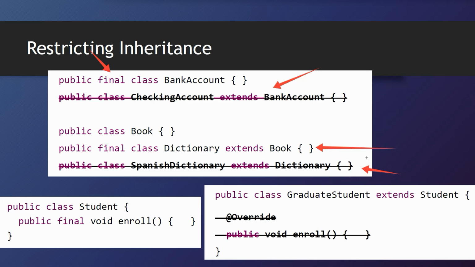The other way you can use final is to restrict method overriding. In a parent class, if you declare a method as final, it means you cannot override that method in a child class. In our example, if the Student class has a final enroll method, the child GraduateStudent class could not override that method.